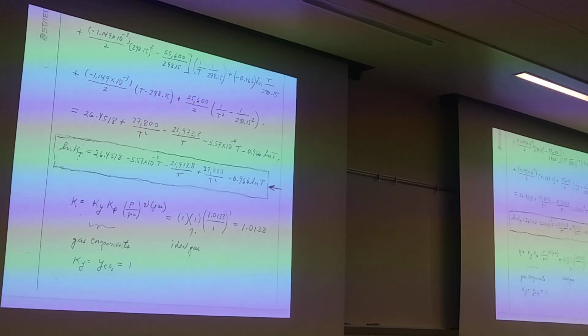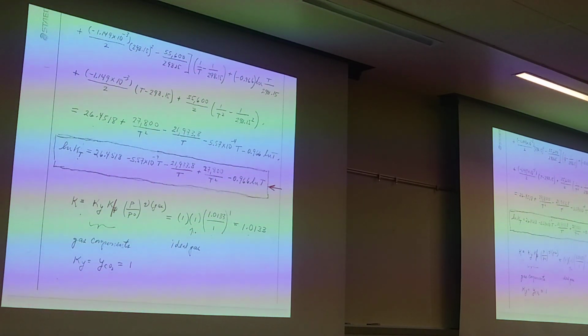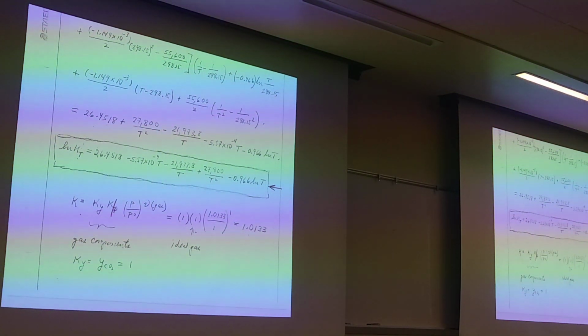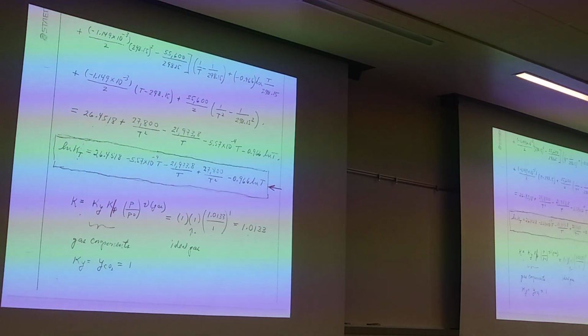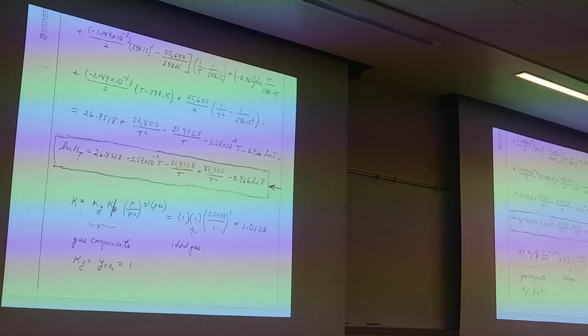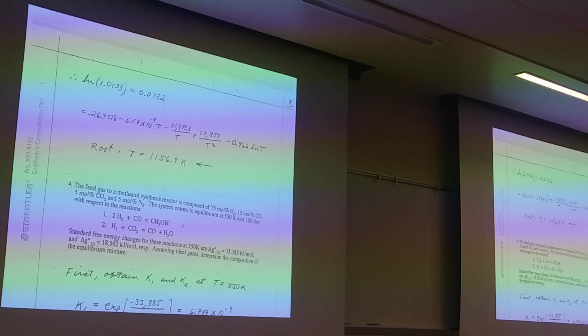We're told to assume it's an ideal gas, so that's just 1. And the pressure here is what we're actually after. We want to find out the temperature when the pressure is given as 1 atmosphere, which in terms of bar is 1.0133. So what we get is that K is just equal to 1.0133. So when I take the log of that and equate it to that long expression in T, I get this equation for which I can find the root, which is 1156.4.